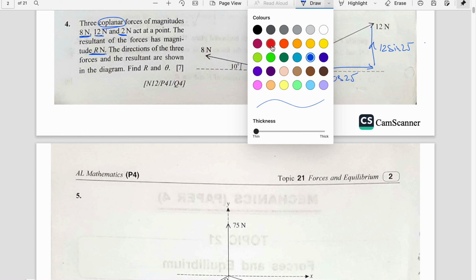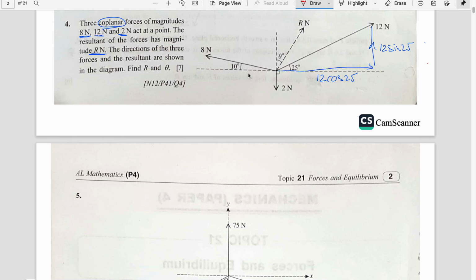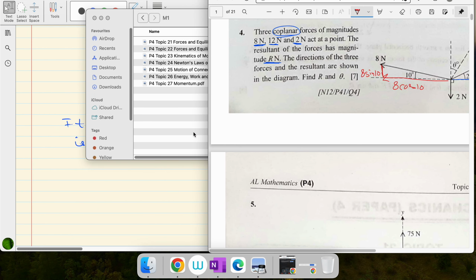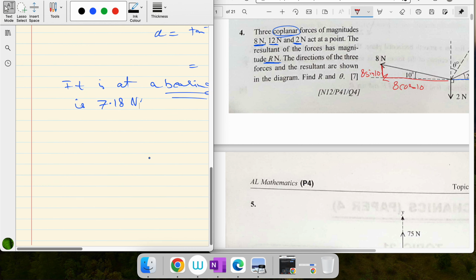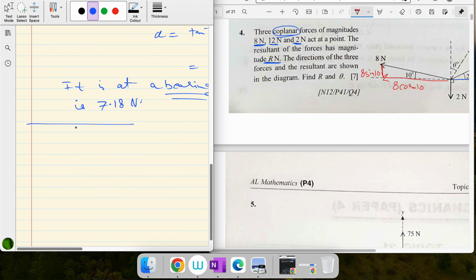On the other hand, when we split the force which is 8 Newtons, the horizontal component is 8 sin 10 and the vertical component is 8 cos 10. All three forces are split, and now let's solve for the resultant.